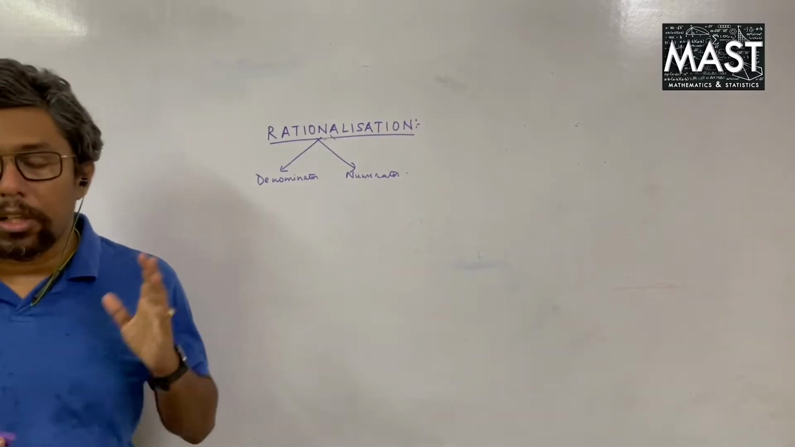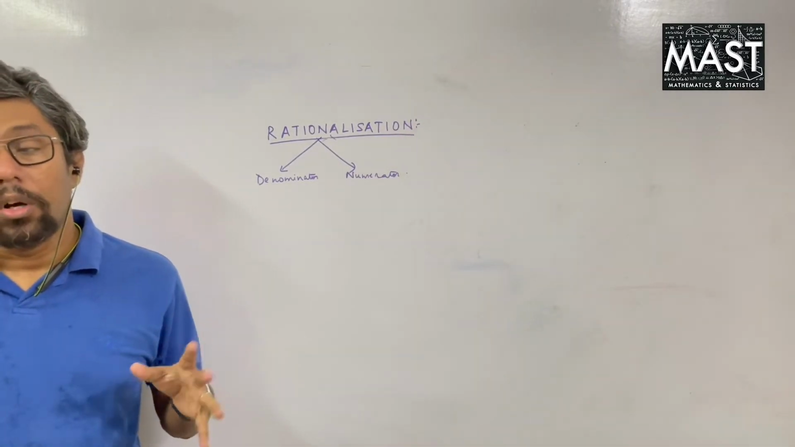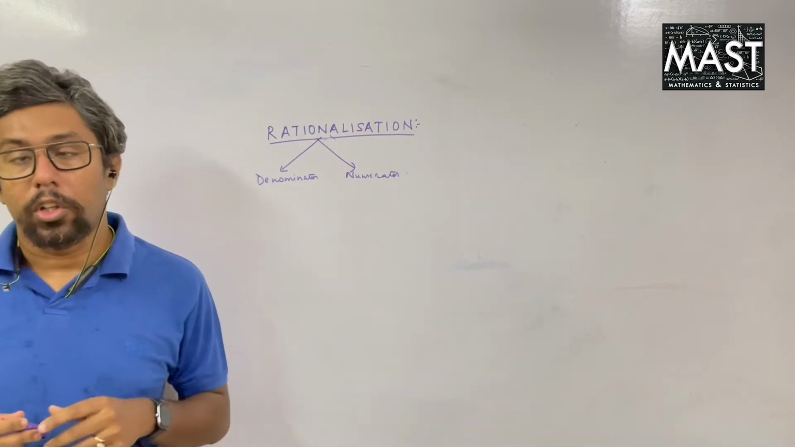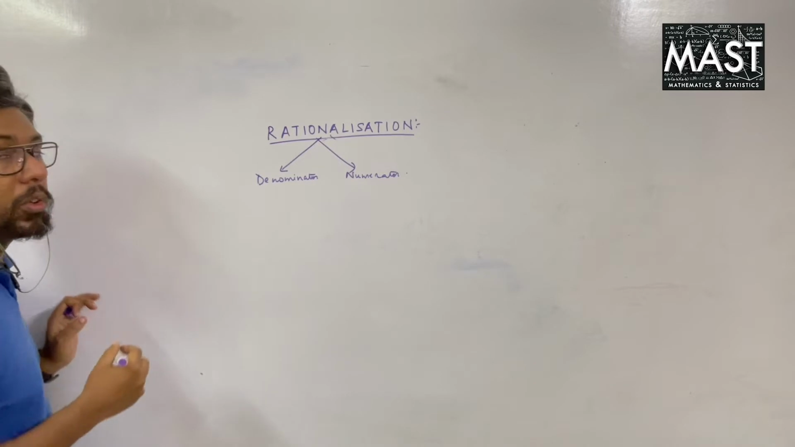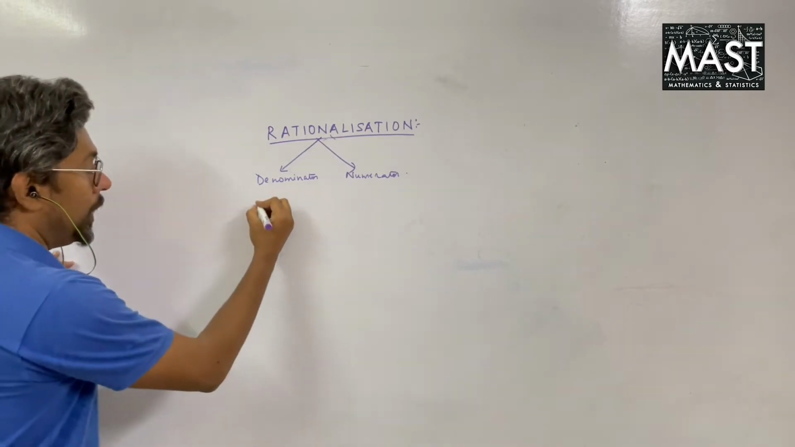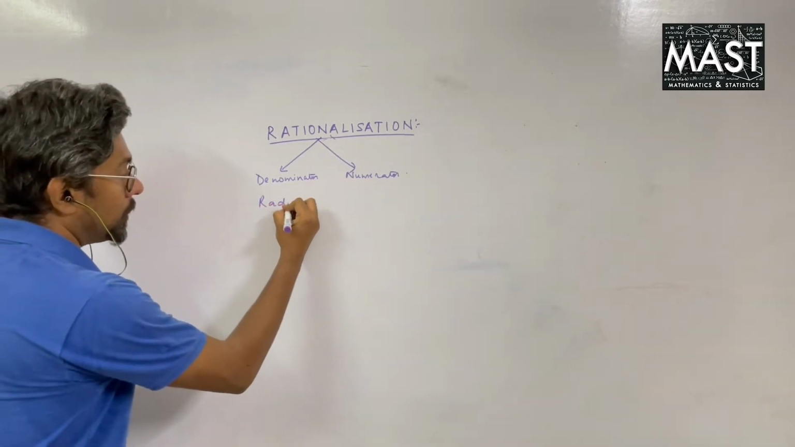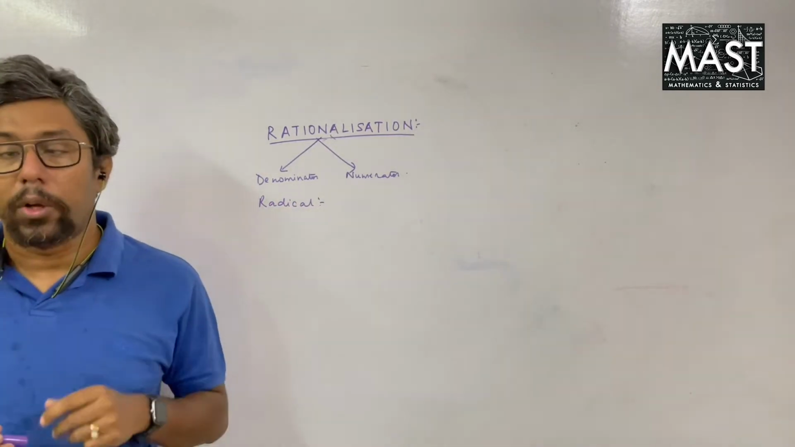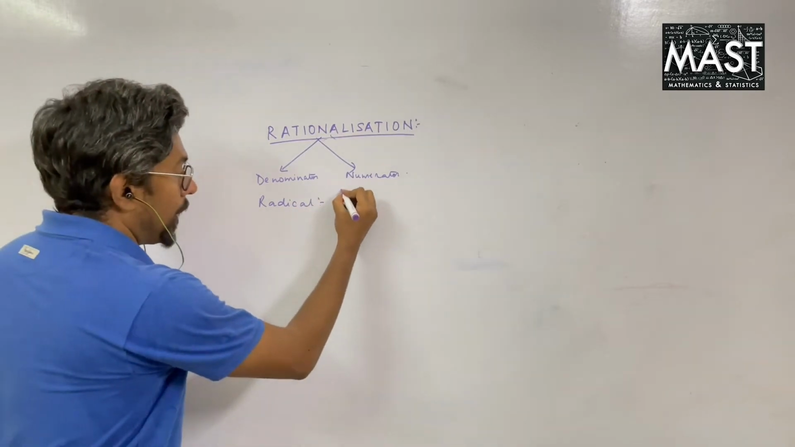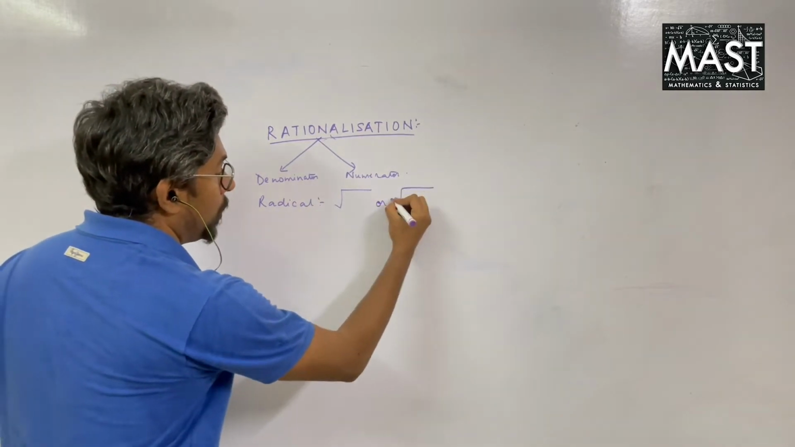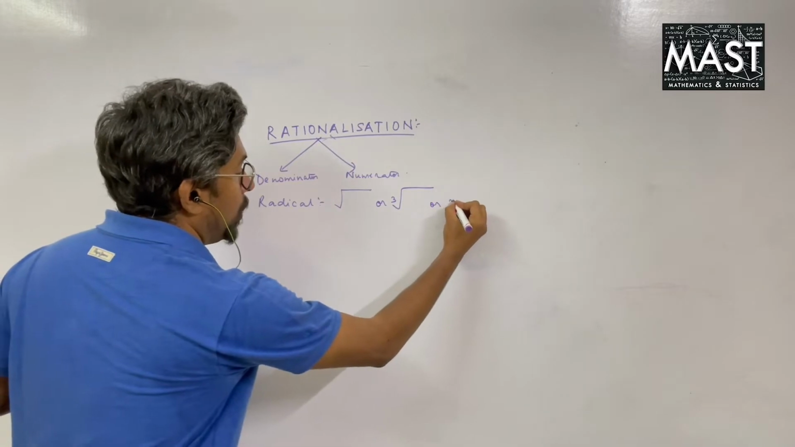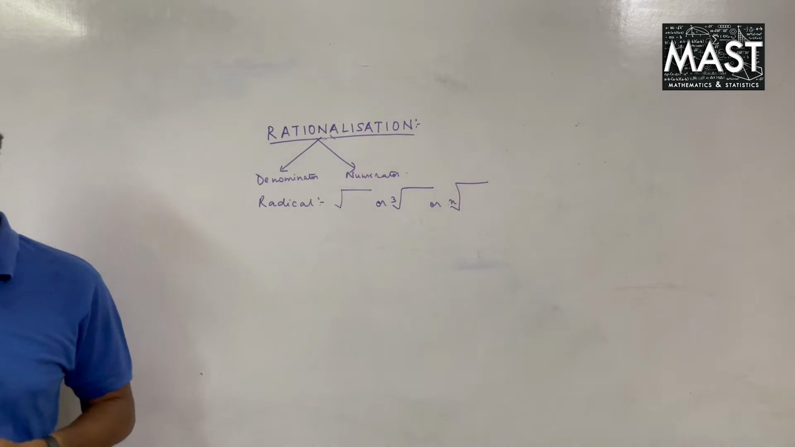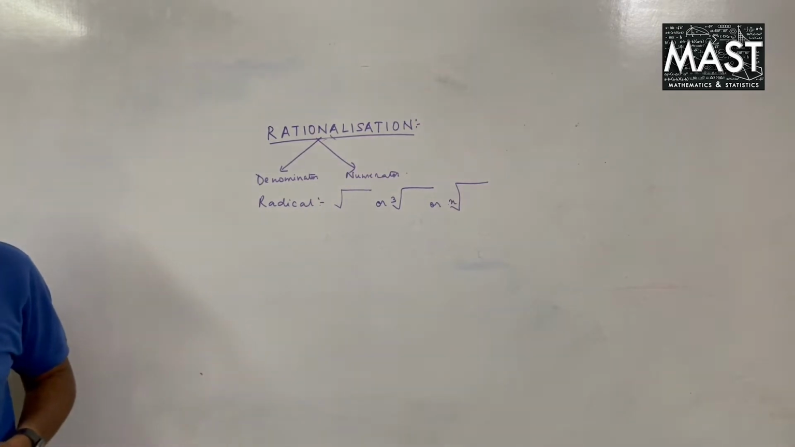So basically rationalization is the process of removing an irrational number from either the denominator or the numerator. Before we move on to the process of rationalization, we need to know about certain terms. One is the radical. Radical is the root that we are looking to find out. It can be a square root, a cube root, or any root. It can be an nth root as well.